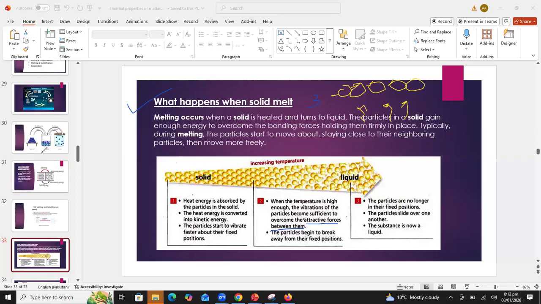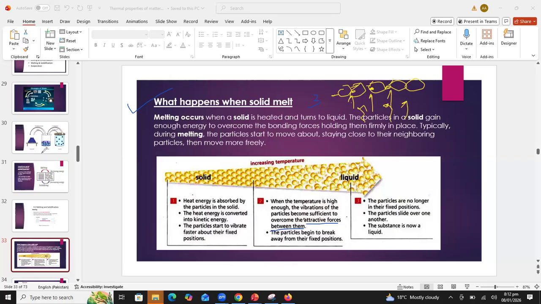point. Now you can see, after absorbing the heat energy, these atoms will start to vibrate vigorously. They are moving rapidly, and the force of attraction between these solid molecules will start to become weaker. When they vibrate, the force of attraction becomes weaker.